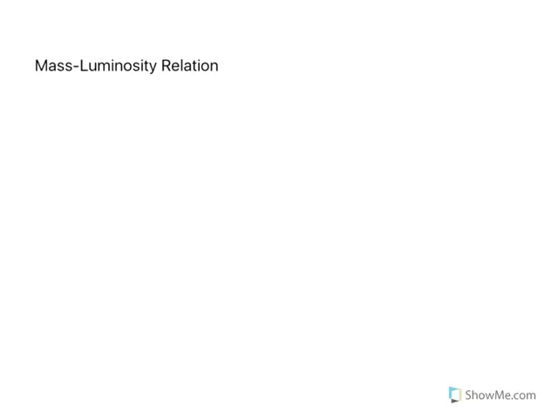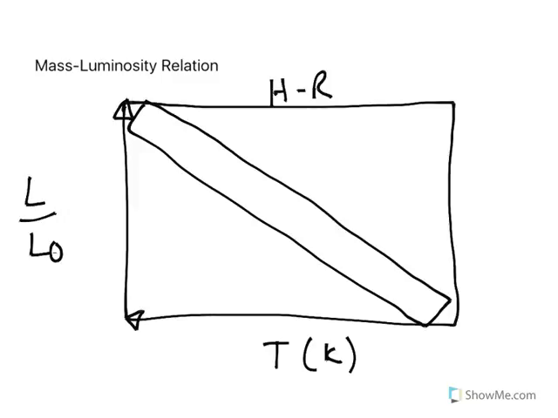In this segment, we're going to talk about the mass-luminosity relationship on the HR diagram along the main sequence. On this HR diagram, I have drawn a bar from upper left to bottom right, and that represents the main sequence on the HR diagram. And this HR diagram is comparing the luminosity of the star relative to the luminosity of the sun versus the temperature at the surface of the star.